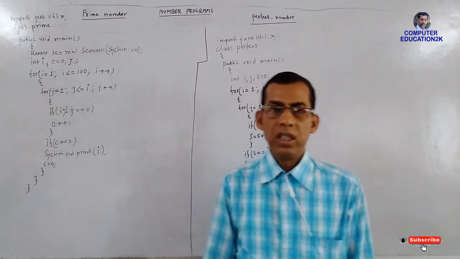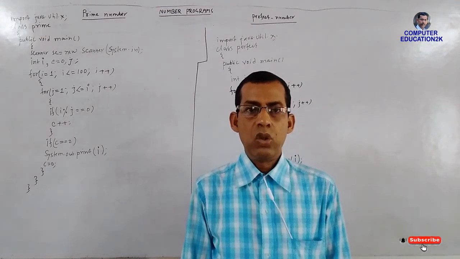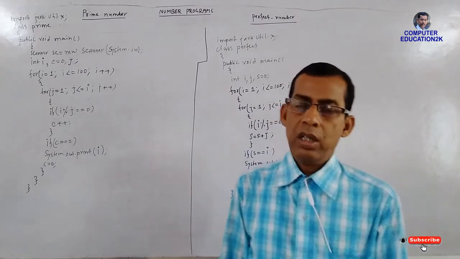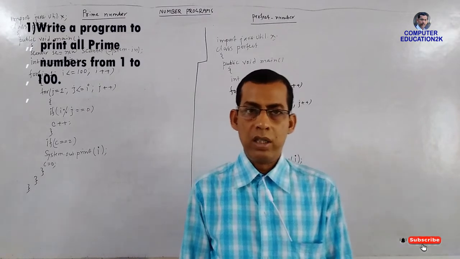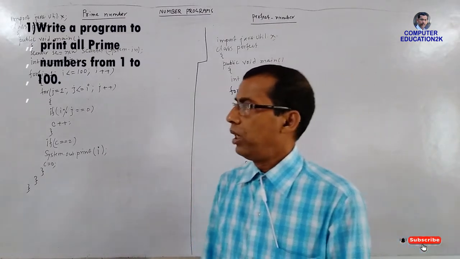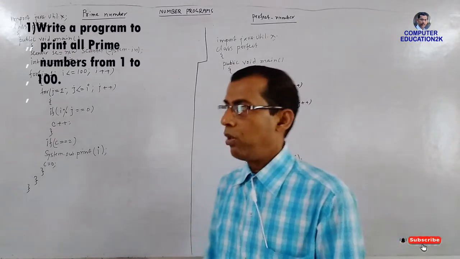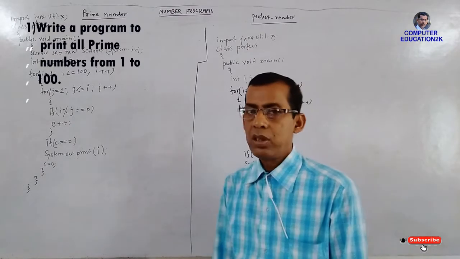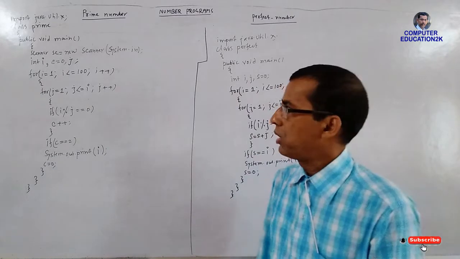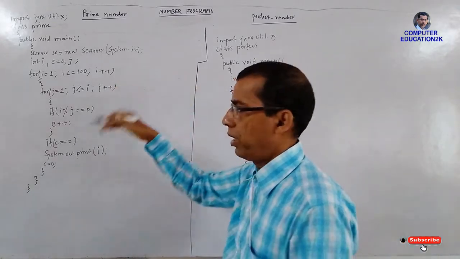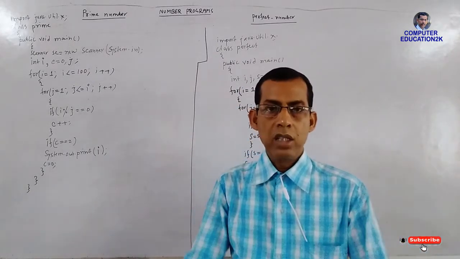Now you keep in mind one thing. In this question, it is not asked you to enter any number. Here the question is, write a program to print all prime numbers from 1 to 100. It is not asked to enter a number and check whether it is prime or not. It is only said print all prime numbers from 1 to 100. So we are not going to enter any number here. That's why you have seen I have not given any message like enter a number, and I have not written n equals sc.nextInt. Those lines are not needed.